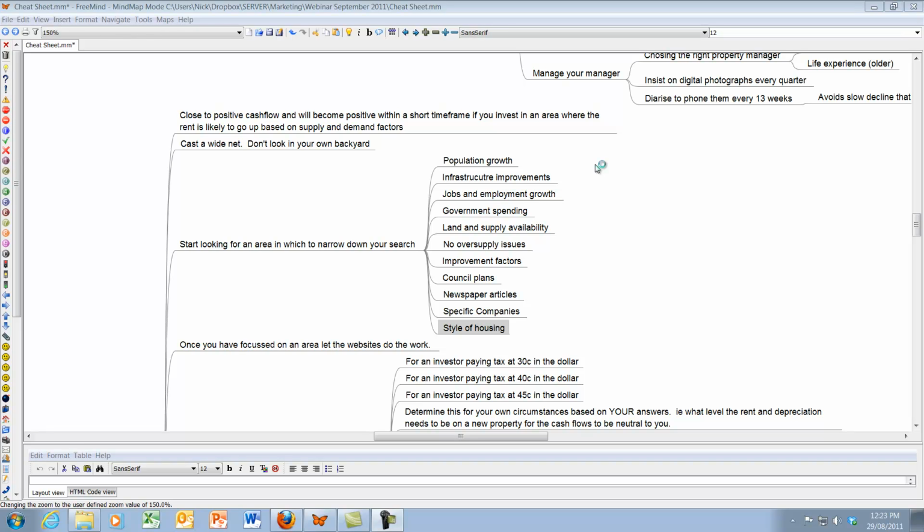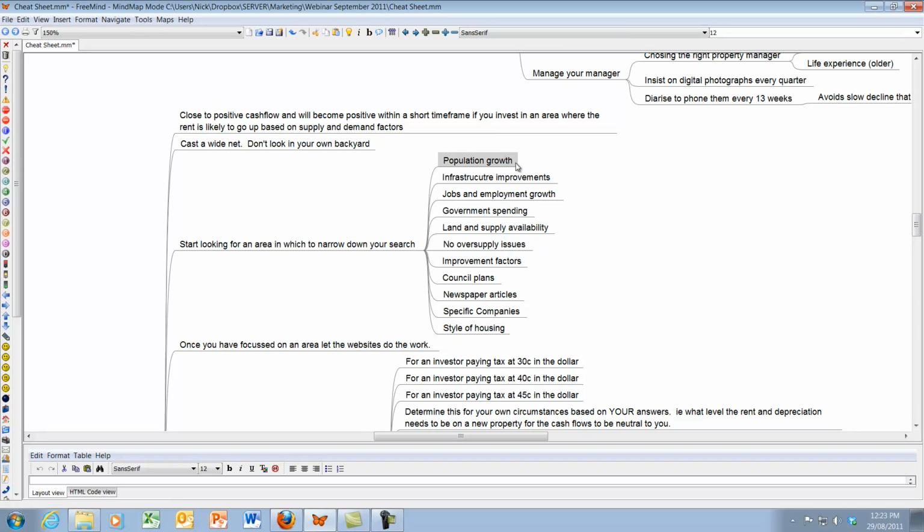So what I thought I would highlight to you today is just one tiny part of this cheat sheet that's up on the screen at the moment. These are the things that we've discovered through our experience contain the factors that you need to start with, to start narrowing down the sorts of areas in which you're then going to do a more detailed search for cash flow positive investment properties. So here they are. Let's get into them.